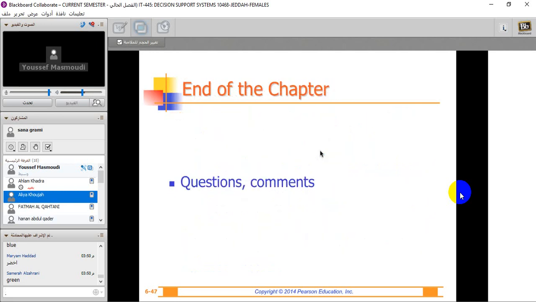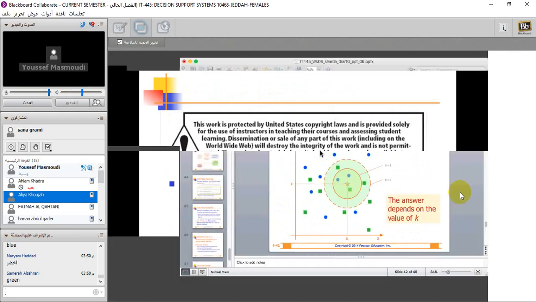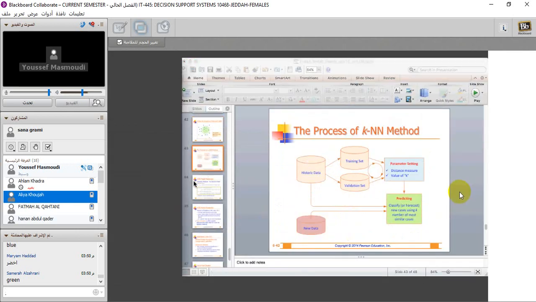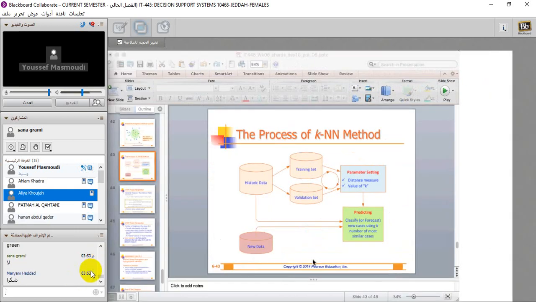Application case and the end of the chapter. Do you have any questions? I think the easiest algorithm is the KNN. So please try to read some examples, some applications of these algorithms.